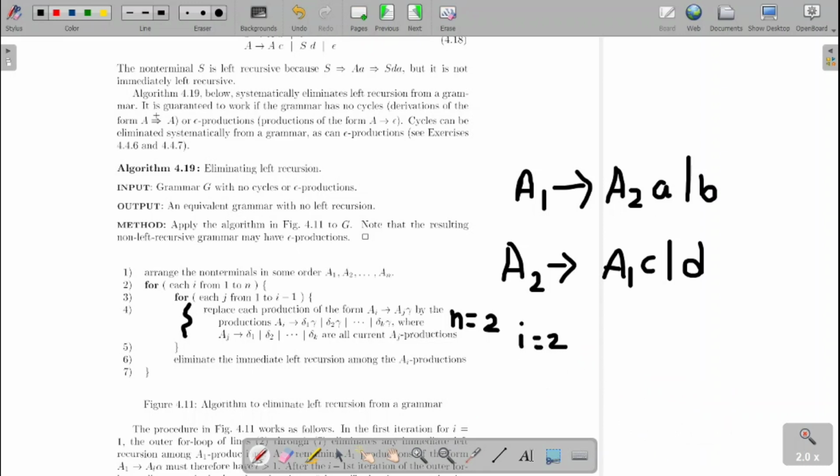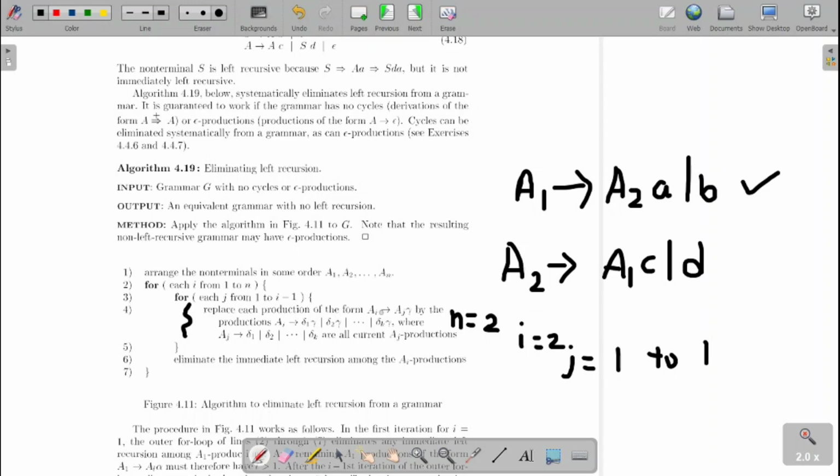Means we won't do anything to the productions of A1. Now we'll go to A2. That's the meaning. Then next, j will take up the value from j equal to 1 to i minus 1. 1 to i, where i is 2, so 2 minus 1 is 1. 1 to 1 means this one will come across.